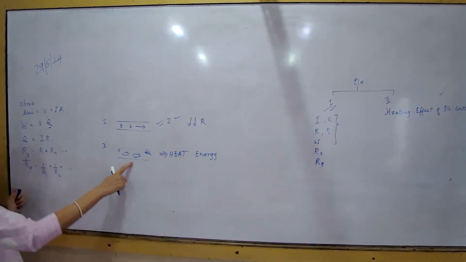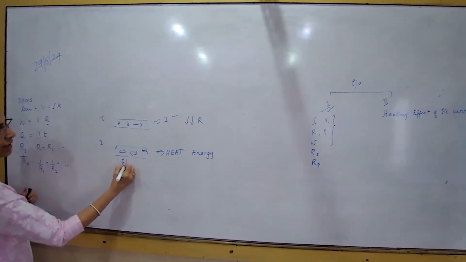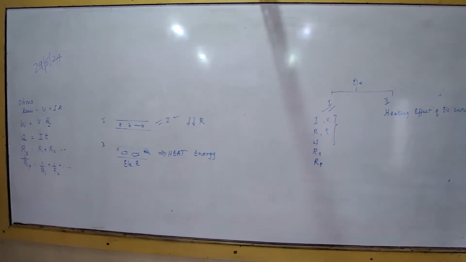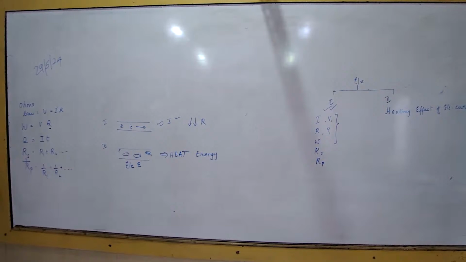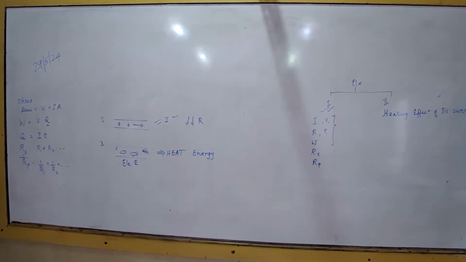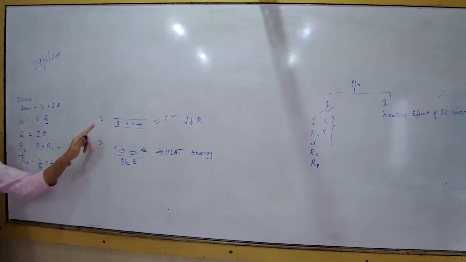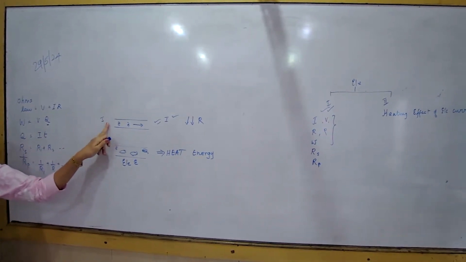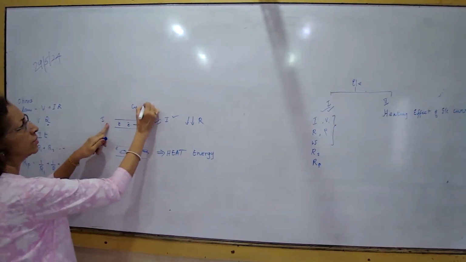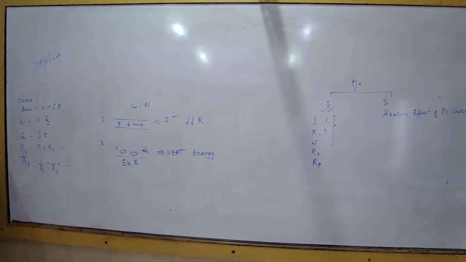What type of energy is getting converted into heat energy? Electrical energy is getting converted into heat energy. But do we want our wires to get heated up? No. So what type of wires are we going to use? The first type of wires, for example, we may use a copper wire, or let us say an aluminum wire. These are all very good conductors.